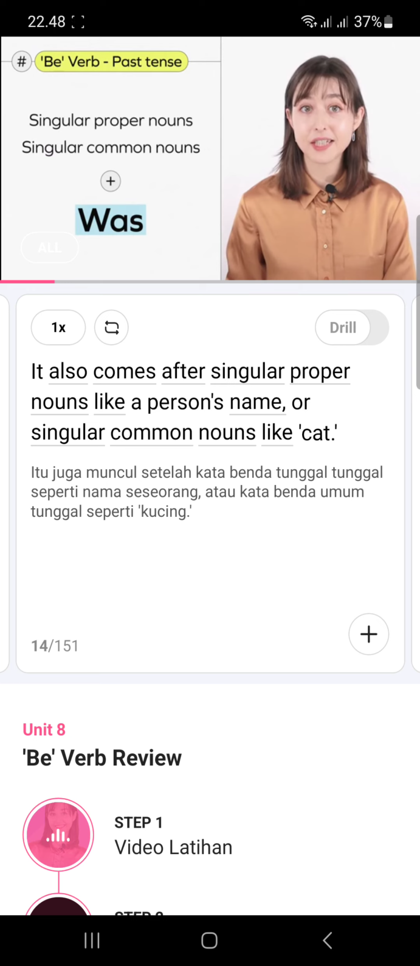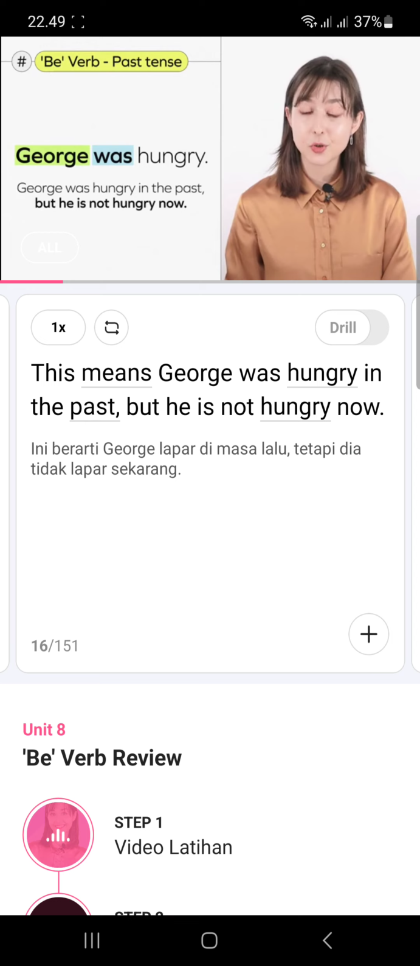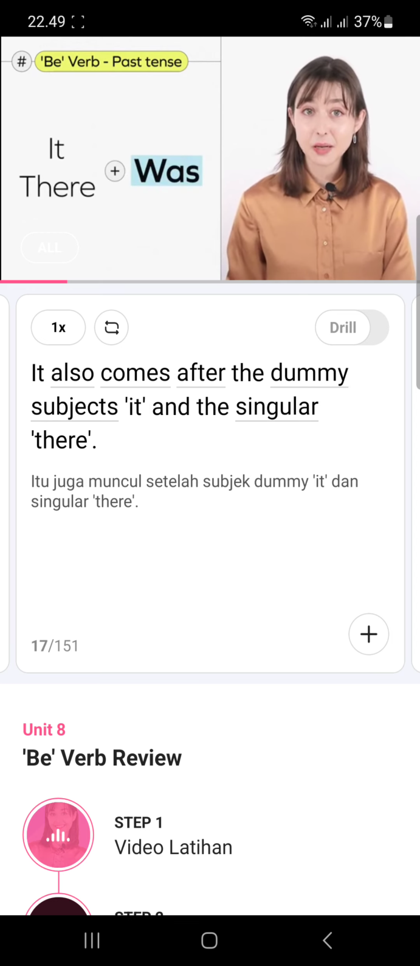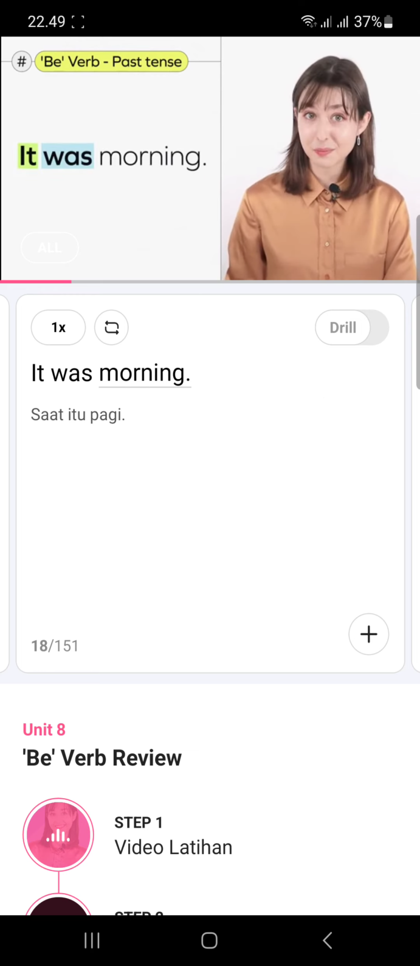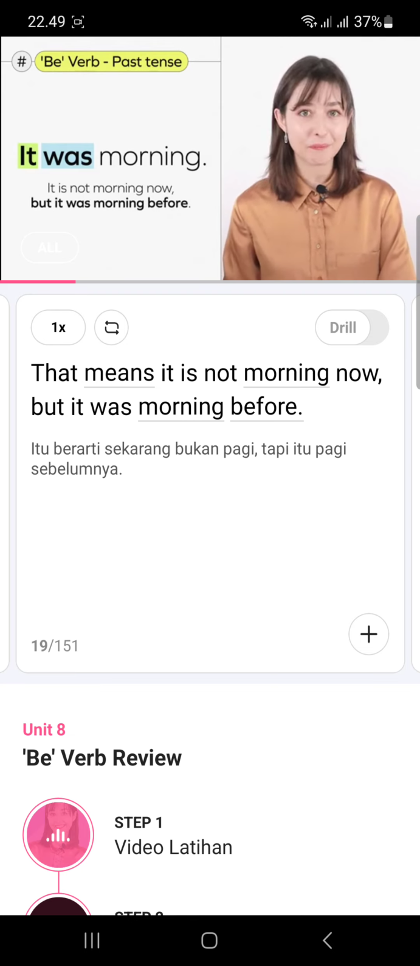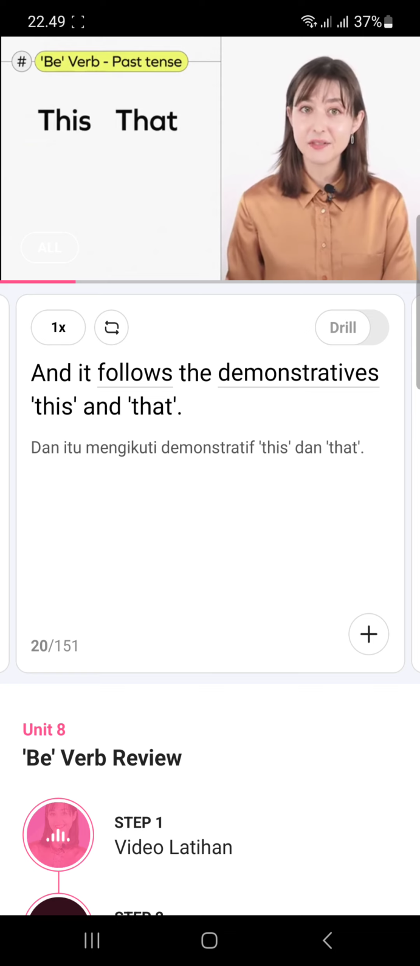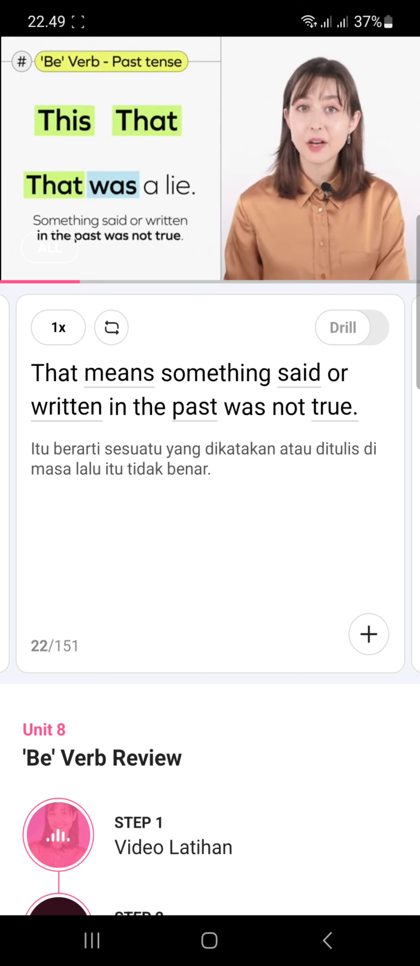It also comes after singular proper nouns like a person's name or singular common nouns like cat. For example, George was hungry. This means George was hungry in the past, but he is not hungry now. It also comes after the dummy subjects it and the singular their. It was morning. That means it is not morning now, but it was morning before. And it follows the demonstratives this and that. That was a lie. That means something said or written in the past was not true.